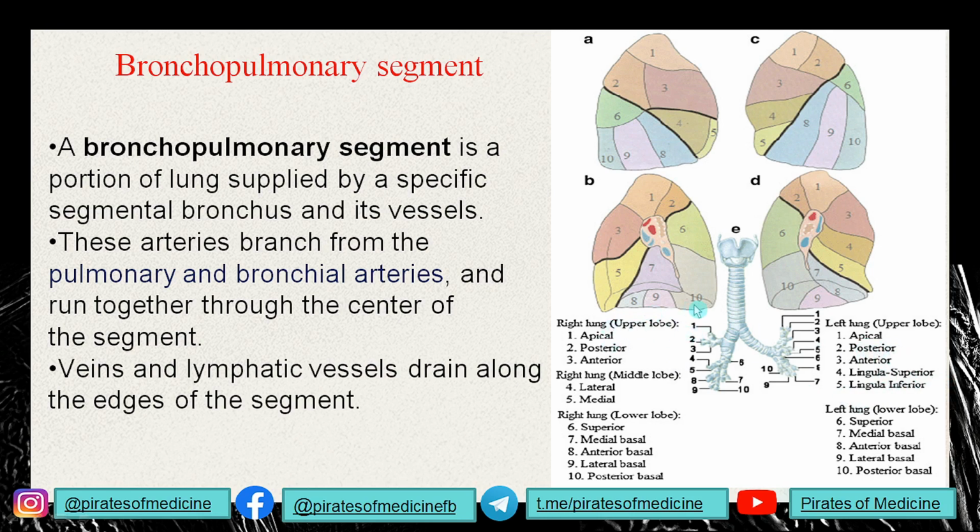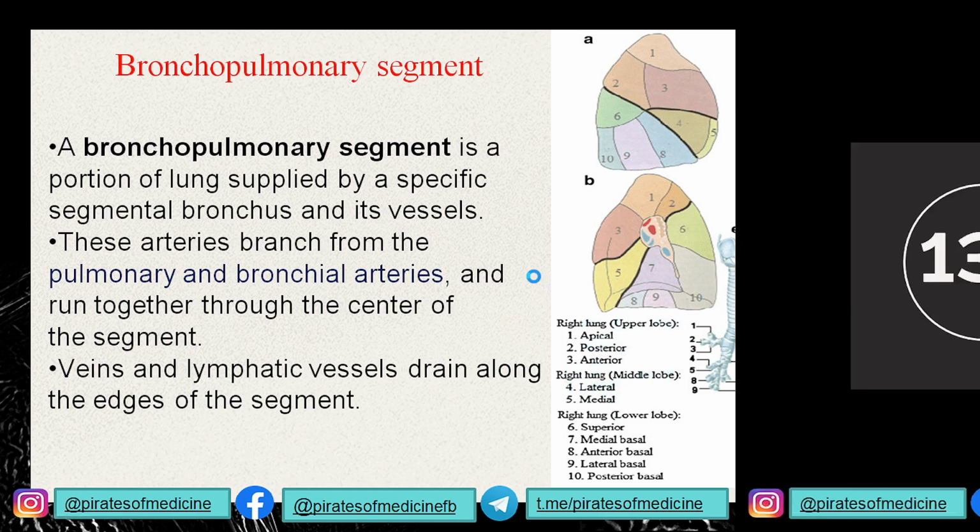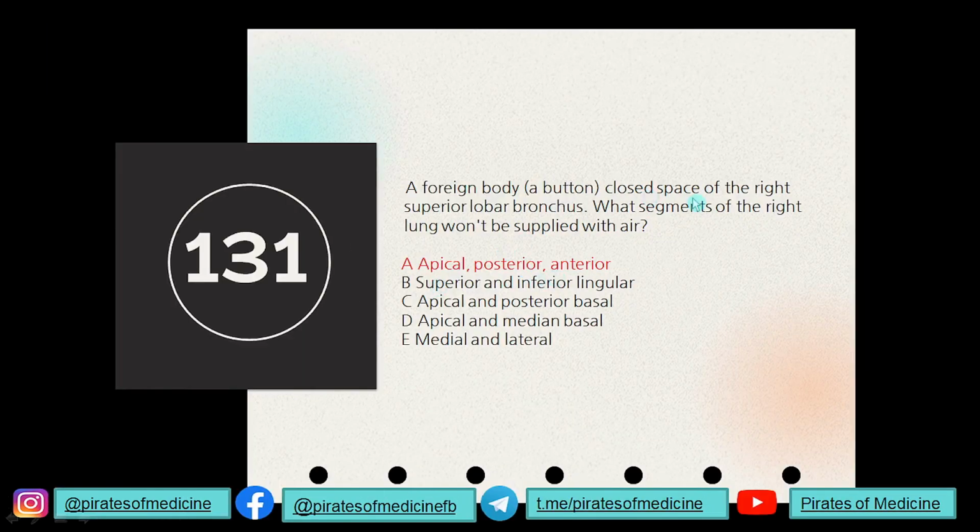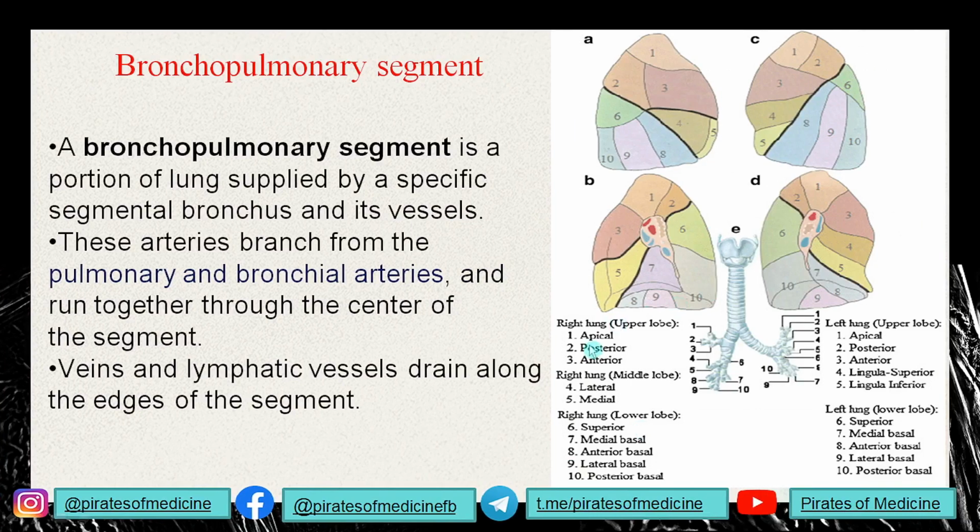Right lung has upper lobe, middle lobe and lower lobe, while the left lung has upper lobe and lower lobe, which both have 5 and 5 segments. Here, the right lung's lower lobe has the same 5 segments like the left lung's lower lobe, but the upper lobe and middle lobe have divided segments. The right lung superior lobe has 3, apical, posterior and anterior, and the right lung's middle lobe has 2, lateral segment and medial segment. And that is why the answer here is apical, posterior and anterior, because the superior lobar bronchus is closed. So apical, posterior, anterior.